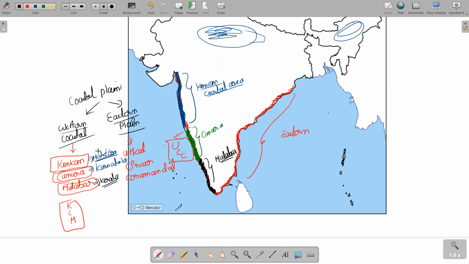You can be asked in 2 marks, 4 marks, or map pointing. Western coastal plains, how many types of western coastal plains are there? 3 types are there. One is Konkan, the other one is Canara, and the last one is Malabar. Malabar is present in Kerala, God's own country. And how do you remember? Kerala. What is the language of Kerala again? Malayalam. Malayalam plus Malabar, same to same.